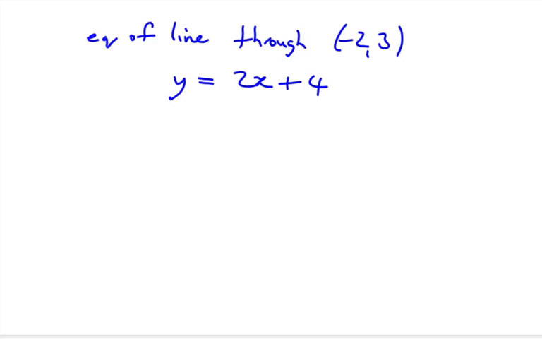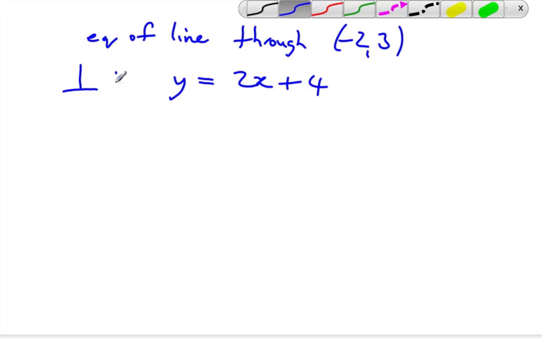Line through negative 2, 3, and it has to be... oh, I missed out a bit there in the question. Is that what you got for the answer, sir? Perpendicular to... no, that's the question.